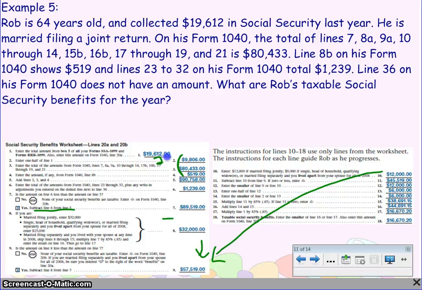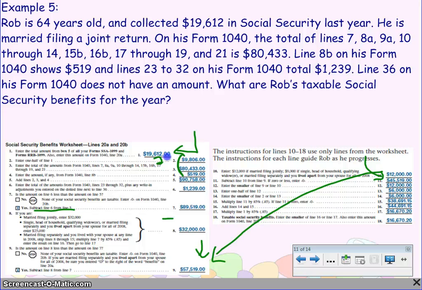Line 13 says enter 1/2 of line 12. Well, half of 12,000 is 6,000. And then it says enter the smaller amount. So it's $6,000 goes on line 14. Now it says to take line 11 and multiply by 0.85. And when I do that, I get $38,691. And then it says multiply line 1 by 0.85. And I end up with $16,670.